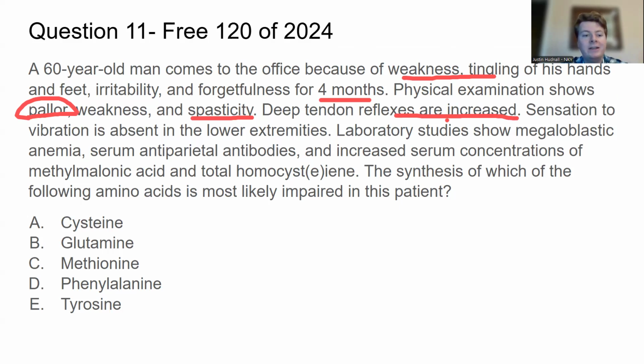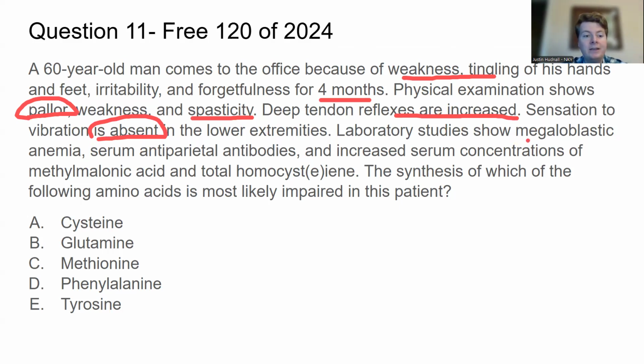On top of this, sensation and vibration is absent in the lower extremities, which tells us that not only is it a corticospinal tract issue with reflexes being increased, but also sensation to vibration, which is the dorsal columns, is decreased. I'm assuming it's a spinal cord issue, and that's where we're leaning a little bit, with almost half of the back of the spinal cord being essentially cut.